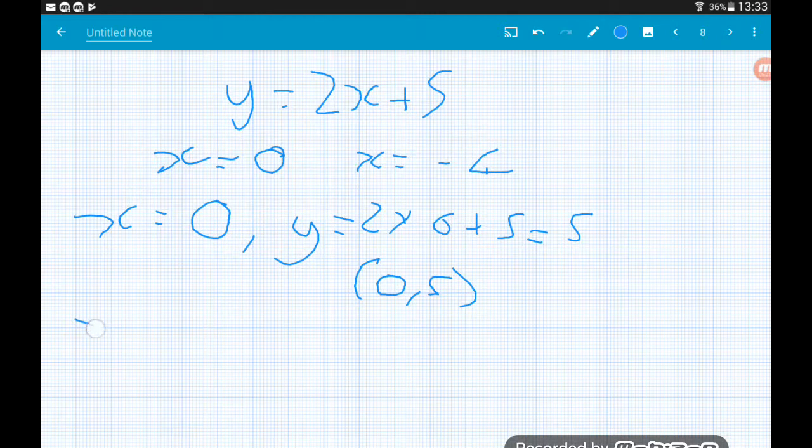Then when x is equal to minus 4, y is going to equal 2 times minus 4 plus 5.